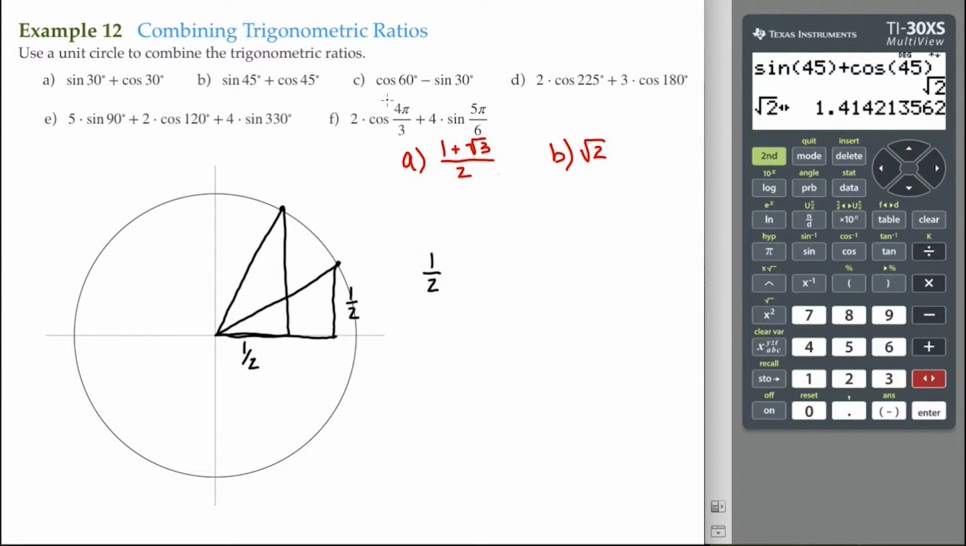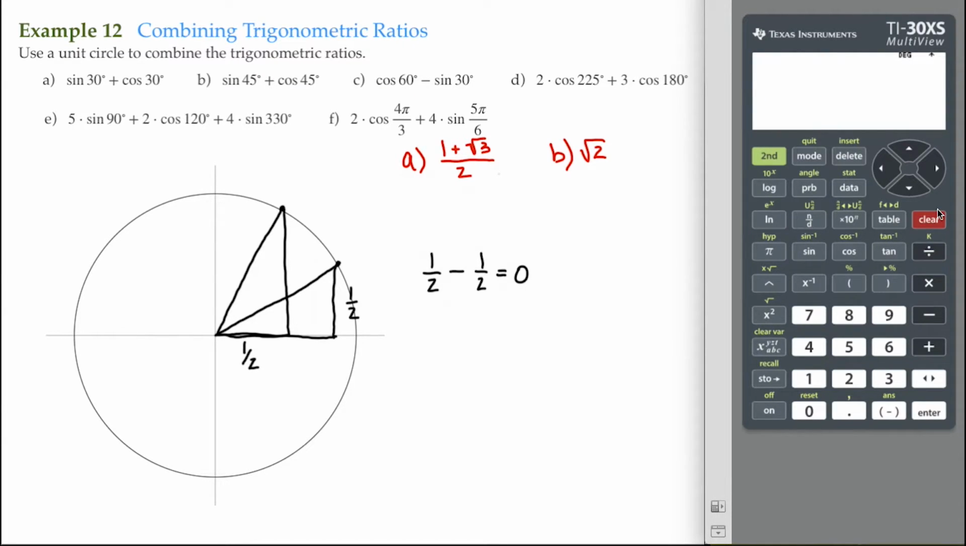So the cosine of 60 degrees is 1/2, and the sine of 30 degrees is also 1/2, and we're subtracting the two. 1/2 minus 1/2, that's 0. So we'll go over to our calculator and we'll check it. Cosine of 60 degrees minus the sine of 30 degrees. Hit enter and we have 0. So if you did this strictly using your calculator, you might not know why it comes up to be 0. We do it visually using our unit circle, and it tends to clarify things.